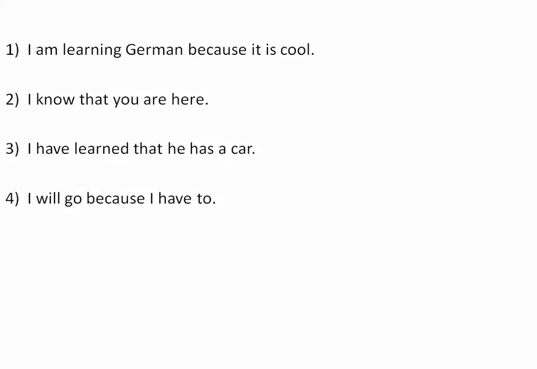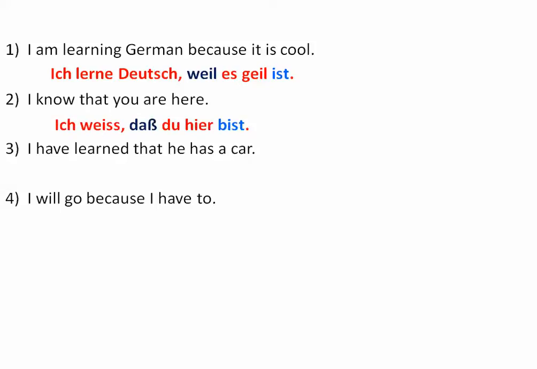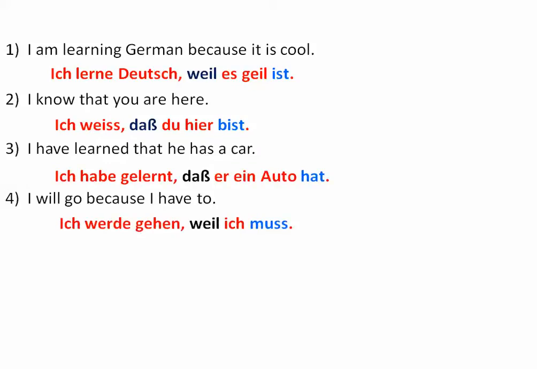Okay, now we're going to use some more. We were just writing from English to German. I am learning German, and in German this is ich lerne Deutsch, weil es geil ist, oder denn es ist geil, if you want to use denn, which is a coordinating conjunction, which also means because. Ich lerne Deutsch, weil es geil ist. I know that you are here. Ich weiß, dass du hier bist. I have learned that a car has. Ich habe gelernt, dass ein Auto hat. And I will go because I have to go. Ich werde gehen, weil ich muss. Oder weil ich gehen muss. Okay. Could also be an option.